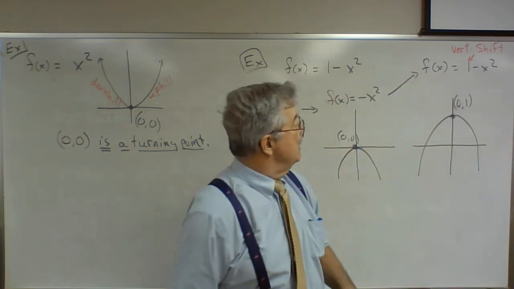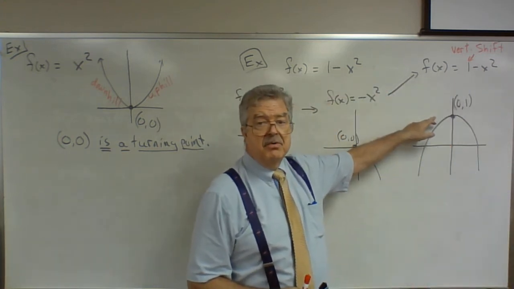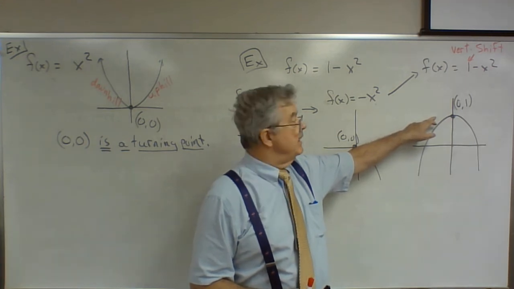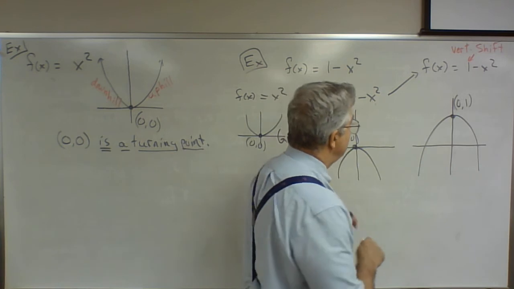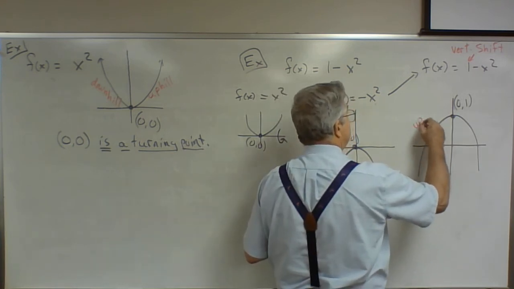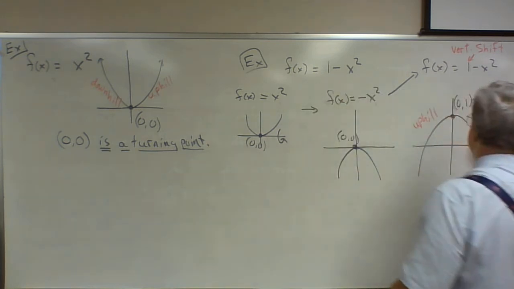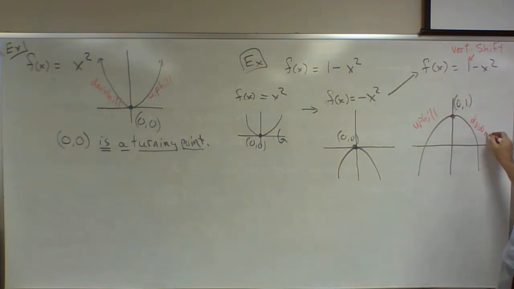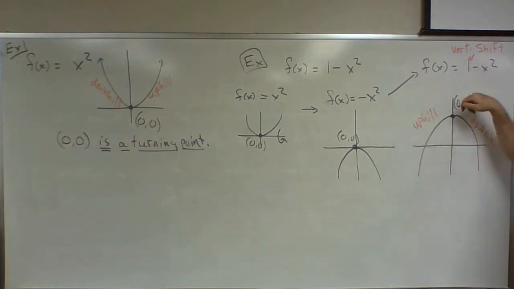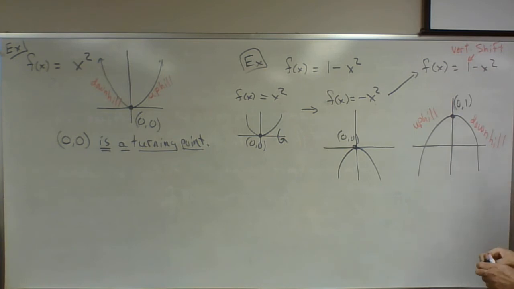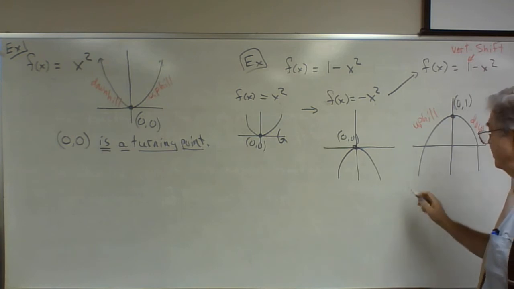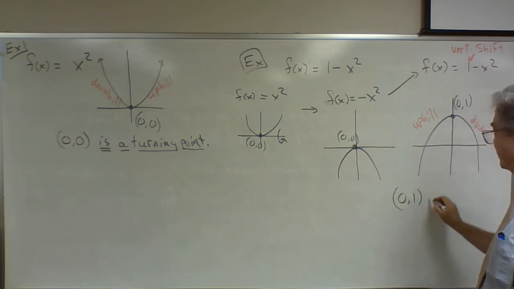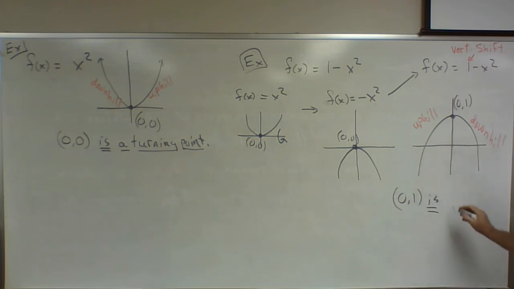What do you think? Do you think that this graph has a turning point? Looks like it, right? Right here at the point 0, 1. And here we're going uphill. And over here we're going downhill. Or in calculus lingo, we're increasing and then we're decreasing. So yeah, the graph changes from going uphill to going downhill right at this point 0, 1. So the point 0, 1 is a turning point.